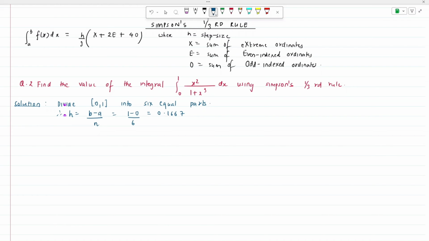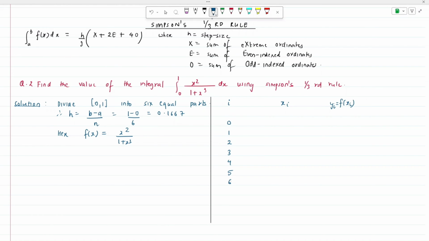So we make the table, and also here we have f of x as x square divided by 1 plus x cube. Now let us quickly make the table of values. So the first column header is going to be i, followed by xi, followed by f of xi, which is eventually yi. So this is going to be 0, 1, 2, 3, 4, 5, 6.